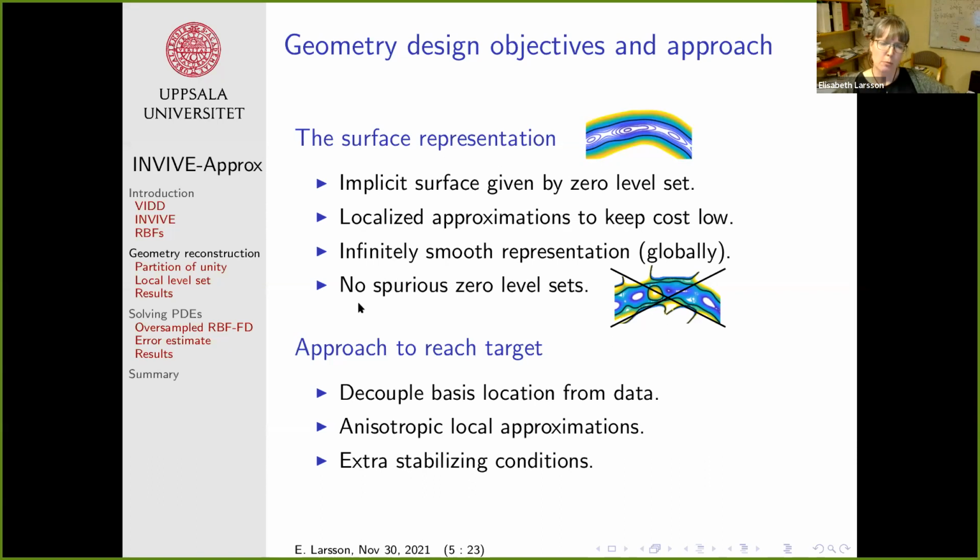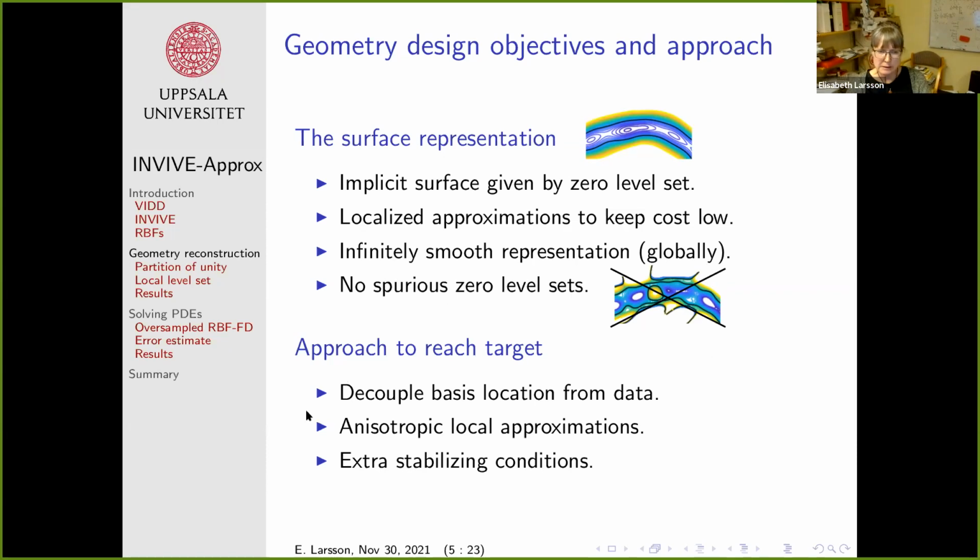And a typical problem in these type of methods is that you get a lot of spurious level set curves. So you get spurious level sets outside, you get them inside. And this is undesired because it makes it much harder to find the surface and to use the level set function.